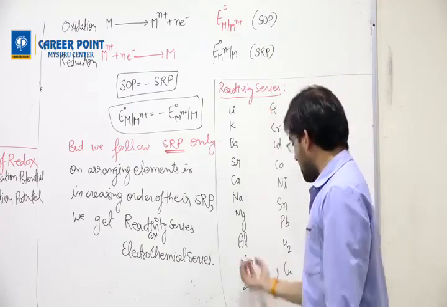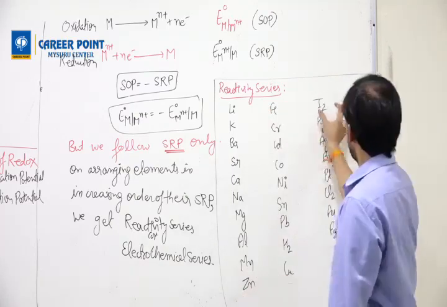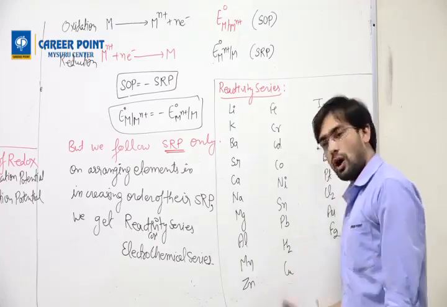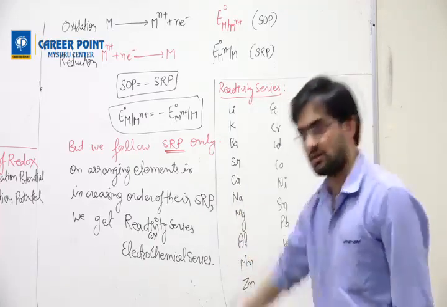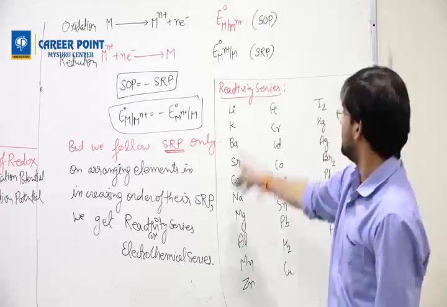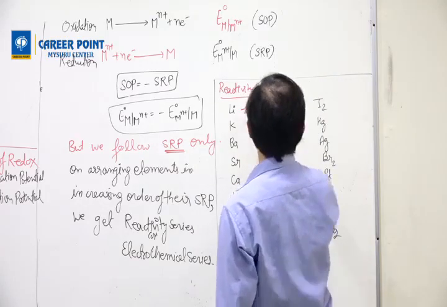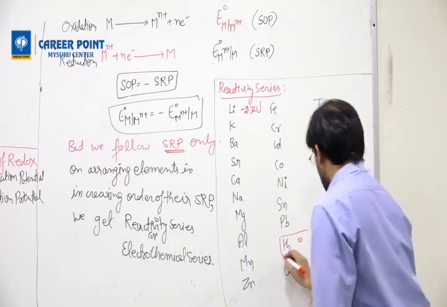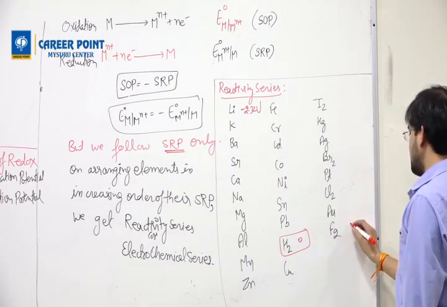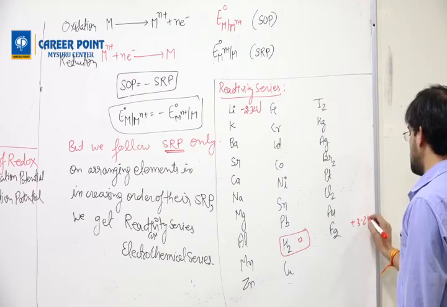This iron comes below zinc. This I2 comes below copper. So they are arranged like this. The complete one: lithium is minus 2.32 volts. Hydrogen is 0. F2 comes somewhere as plus 3.21 volts.